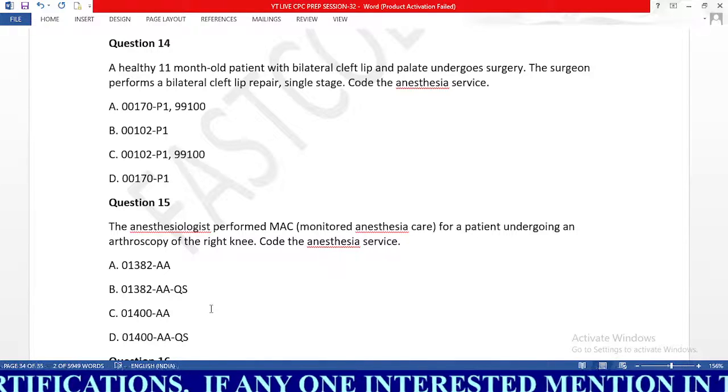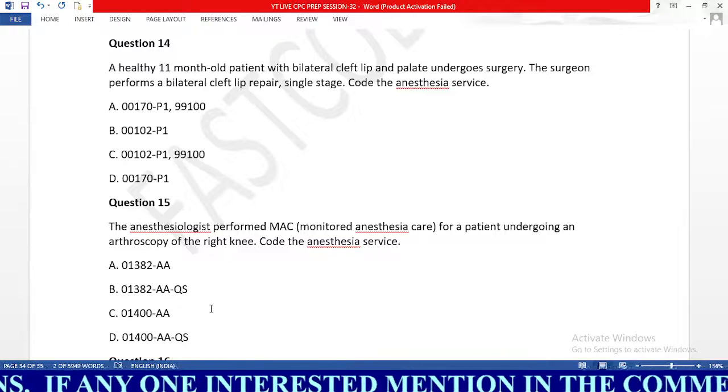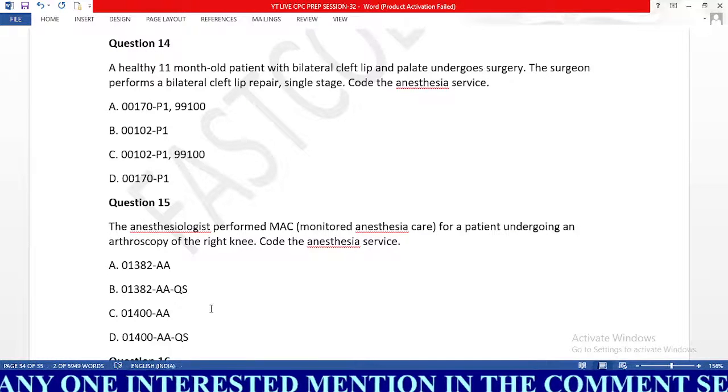So as soon as you see the options, you need to check the keywords and find the answer.